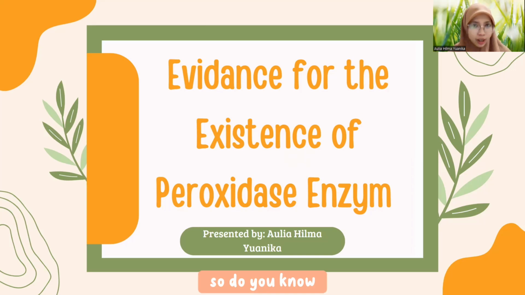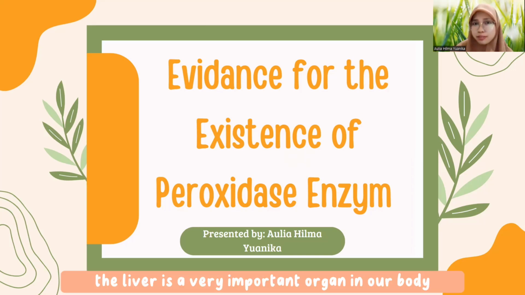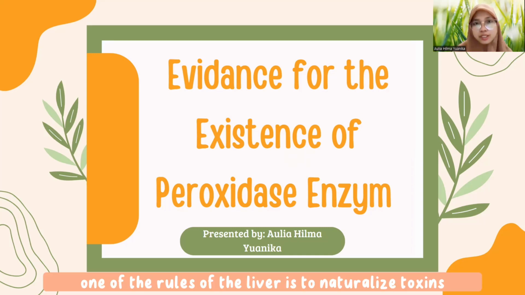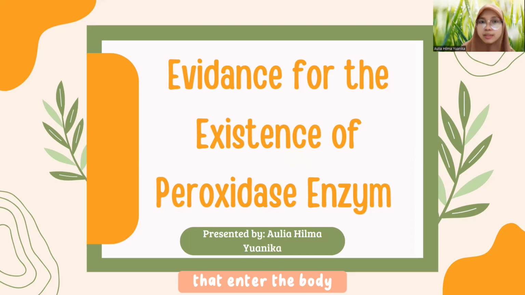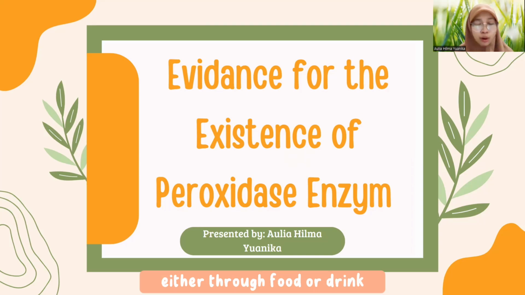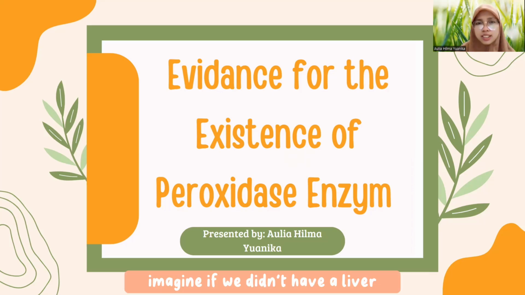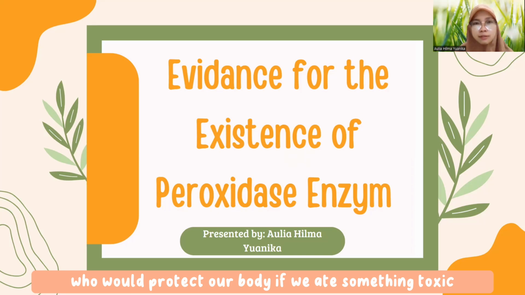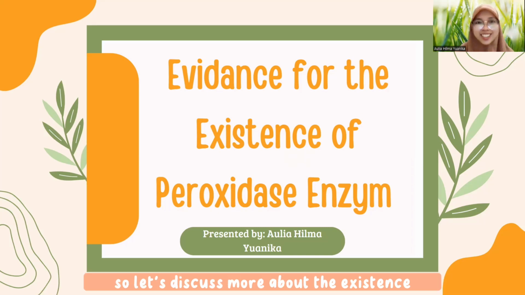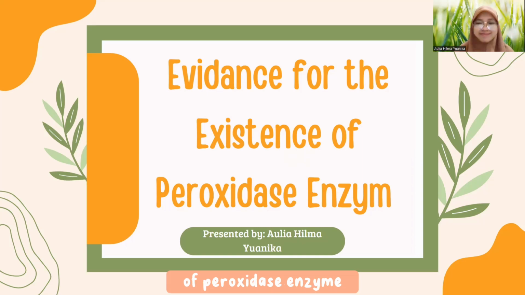So, do you know? The liver is a very important organ in our body. One of the roles of the liver is to neutralize toxins that enter the body either through food or drink by enzymes found in it, one of which is the peroxidase enzyme. Imagine if we didn't have a liver, who would protect our body if we ate something toxic? So let's discuss more about the existence of peroxidase enzyme.